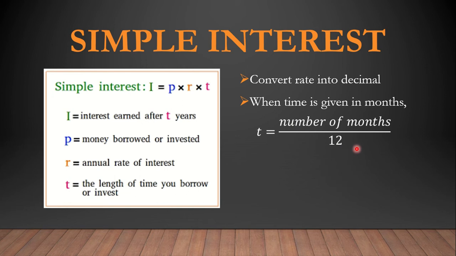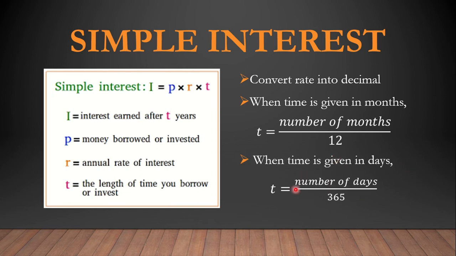So, what if days yung binigay? So, convert mo pa rin po siya into years. So, paano? Ganito. When time is given in days, T is equal to number of days divided by 365. So, ganyan po.